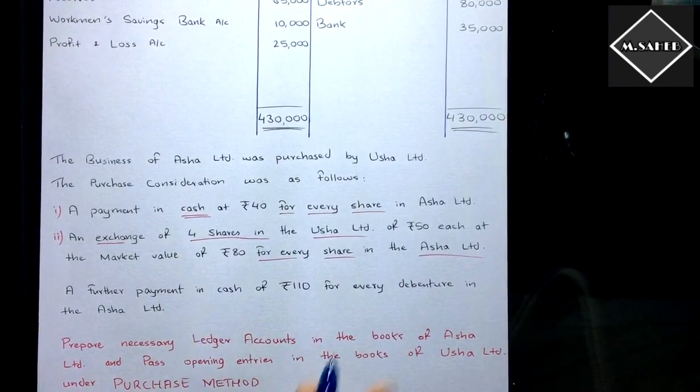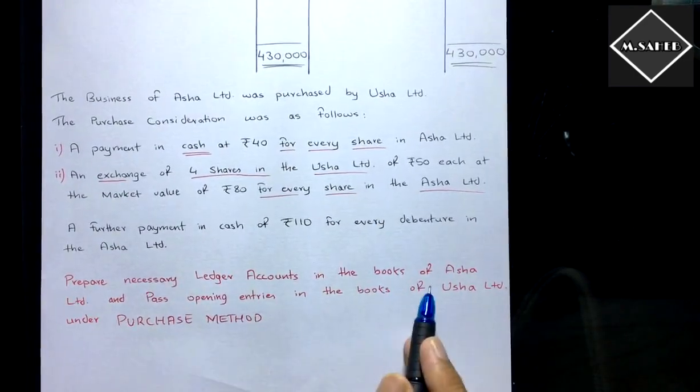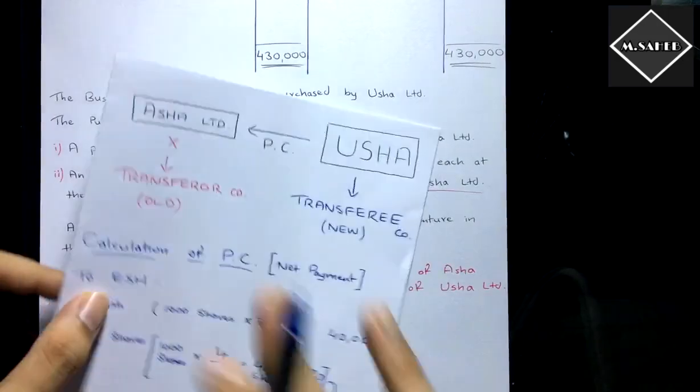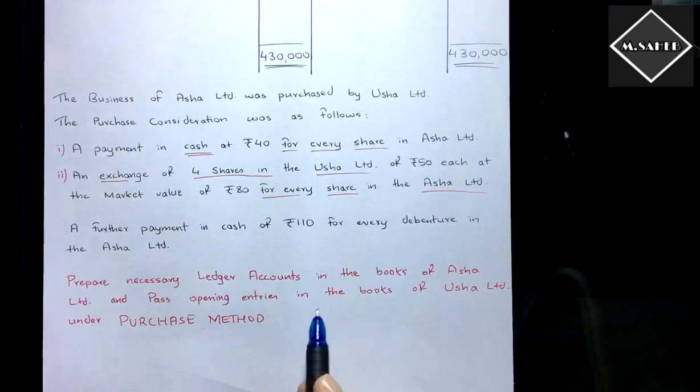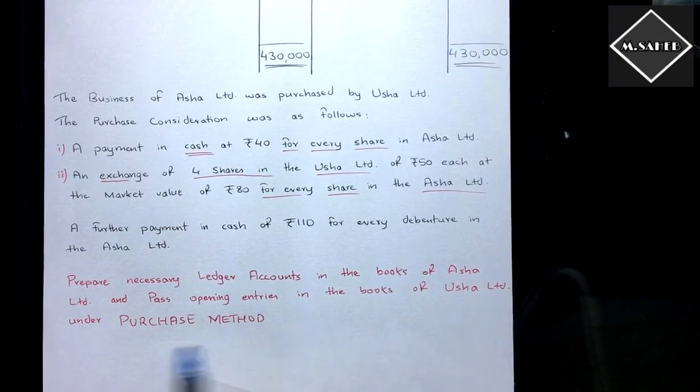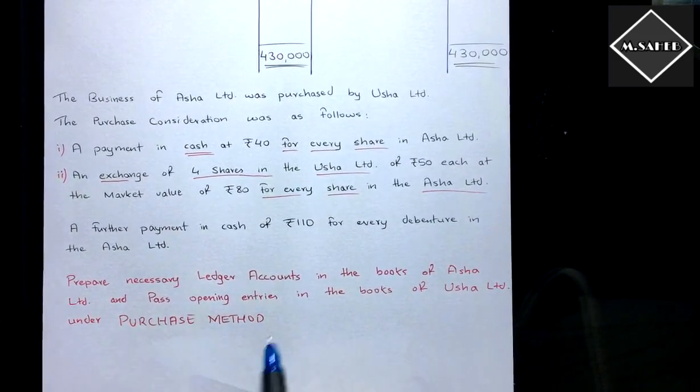We'll see that. Then they are saying prepare the necessary ledger accounts in the books of Asha Limited, the company which is going to be liquidated, and pass journal entries, opening entries, in the books of Usha Limited under the purchase method. Here they are specifically saying purchase method.